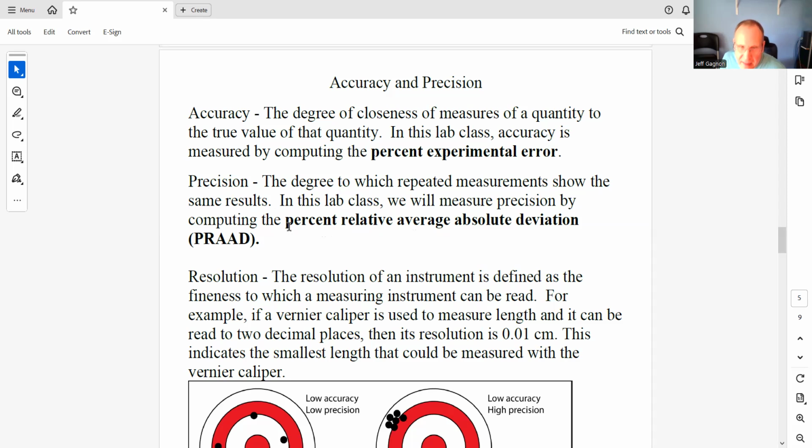But it's really the same calculation. You're just calculating the percent relative average absolute deviation. But I think this is a better name so that it's clear that this is really a measure of precision. Okay, but you may still see this in some of the videos. You may see this in some of the old lab manuals, old lab handouts, where it's called percent experimental accuracy. So just so you're aware of that, it's nothing more than PRAD.